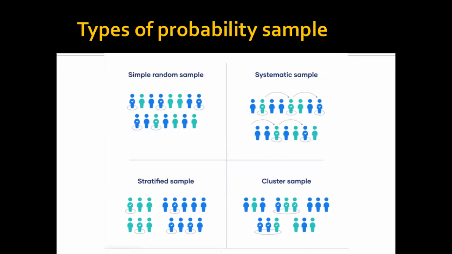Now let us see, these are the 4 types of probability sampling. Are you able to see the slide? Yes, ma'am. Okay. Are you able to understand how we can derive the sample? Yes, ma'am. Okay, explain in the simple random sample what we have done.